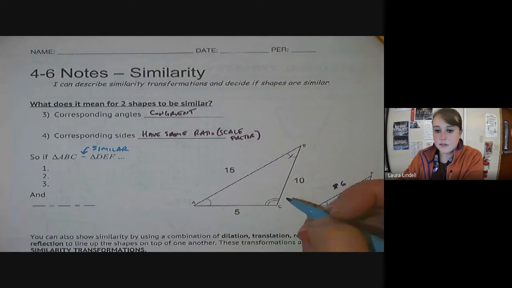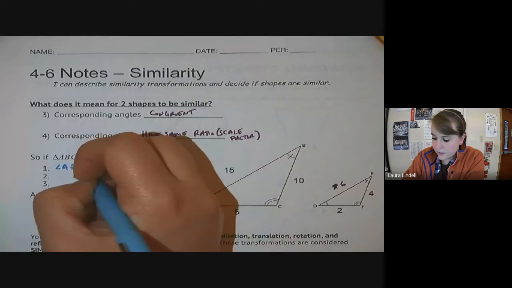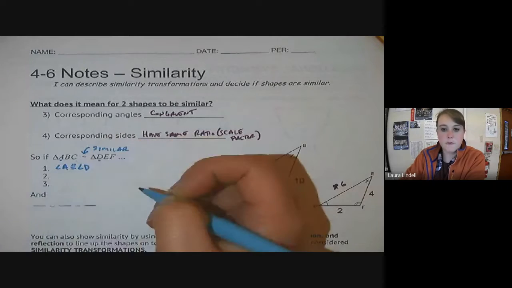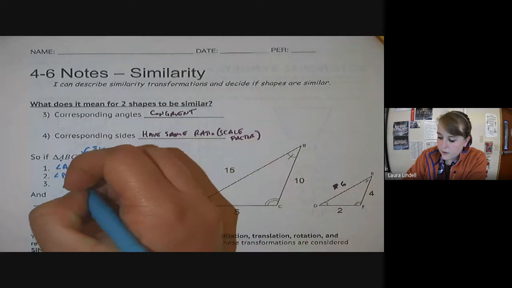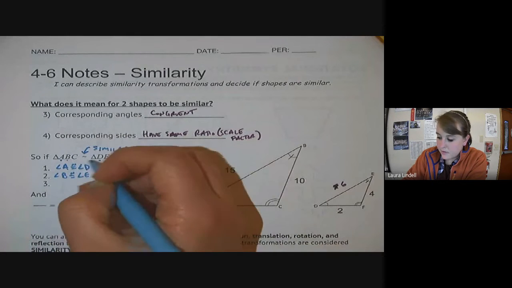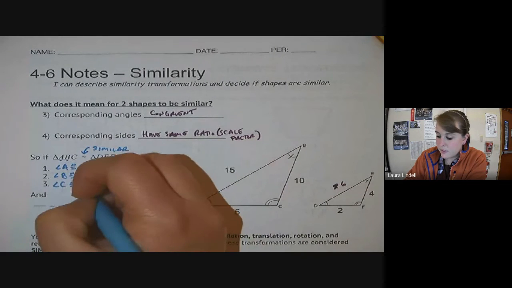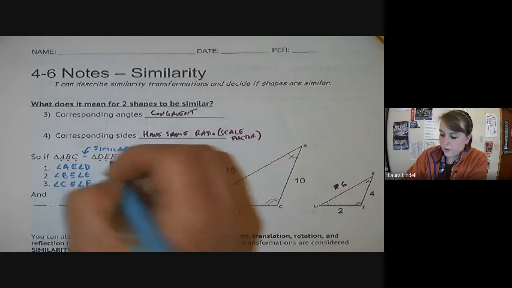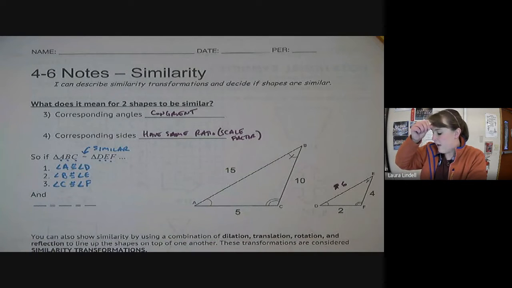So if that's the case, then angle A is congruent to angle D because the letter order still matters, and those are the first two letters. And then angle B goes with angle E since that's the next letter. And then angle C is going to be congruent to angle F since that's the third letter. So that part stays the same as when we talked about congruence. The part that changes is instead of having the sides be congruent, they're going to be in a ratio together, and it's going to be the same as all the other ratios.